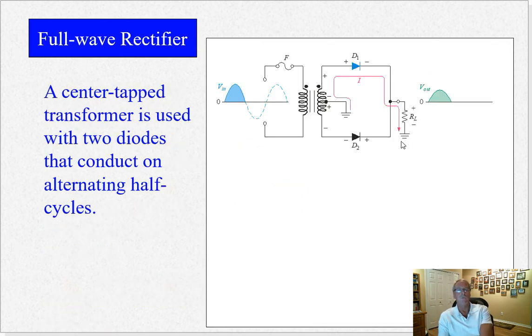Now, to do a full wave rectifier, in other words, to get both humps, we want to get both sides, this and that, you can use a center tap transformer and two diodes. During the positive half of the current cycle, this side of the transformer is active because the diode is forward biased this way. During the negative half, this side of the transformer is active and this diode kicks in. So you're going to get both humps.